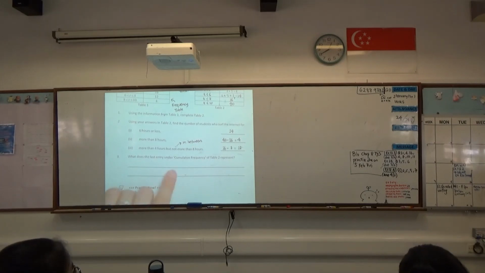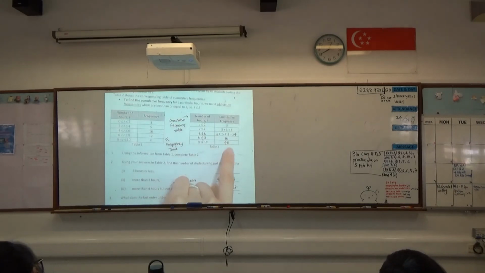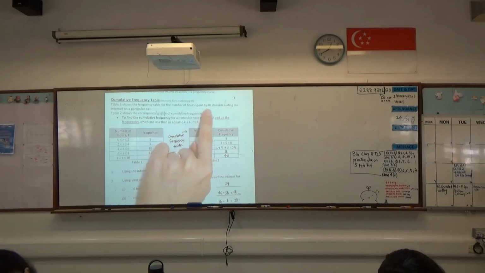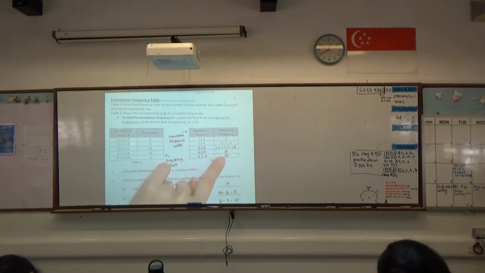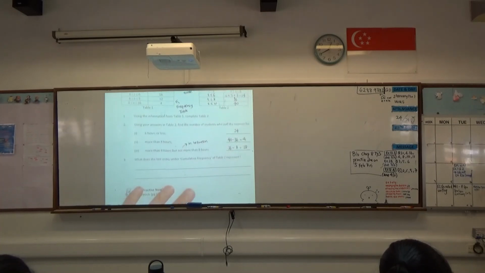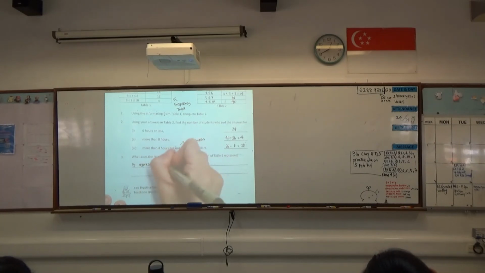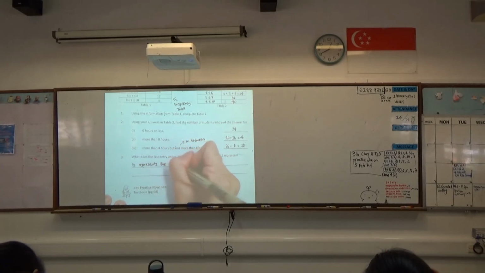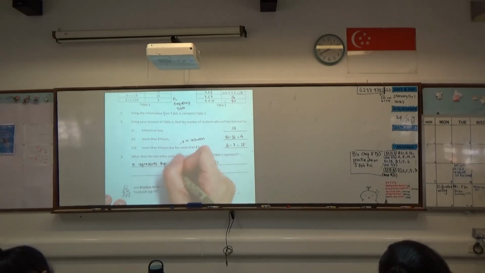Something to take note of in your cumulative frequency table is that this last number that you find is always representative of the total number of students. Because you're basically adding up every single student found in the frequency, so at the very end, it should always be the total number of students. In other words, to be more general, it is the total frequency.